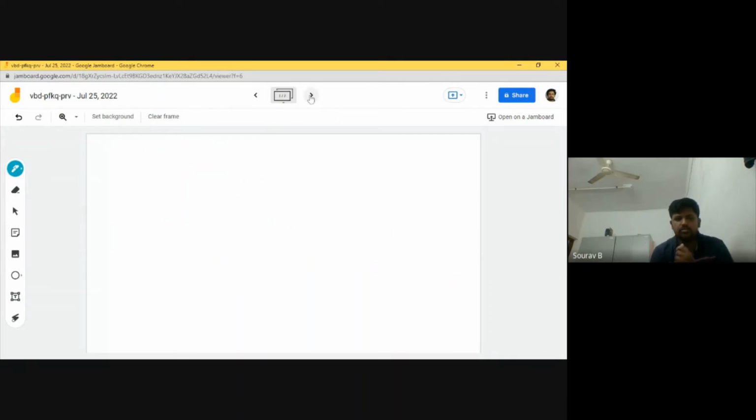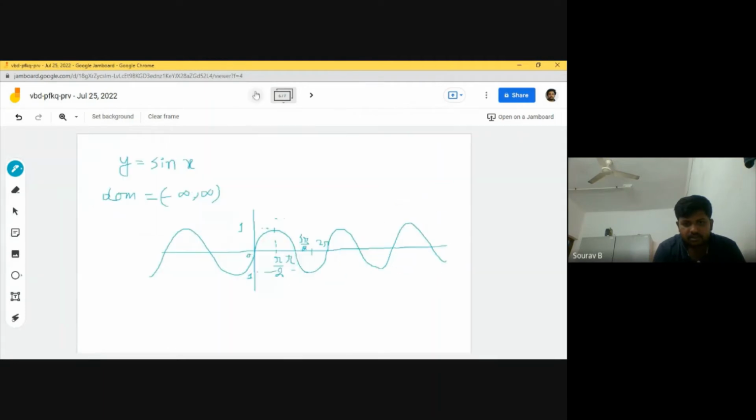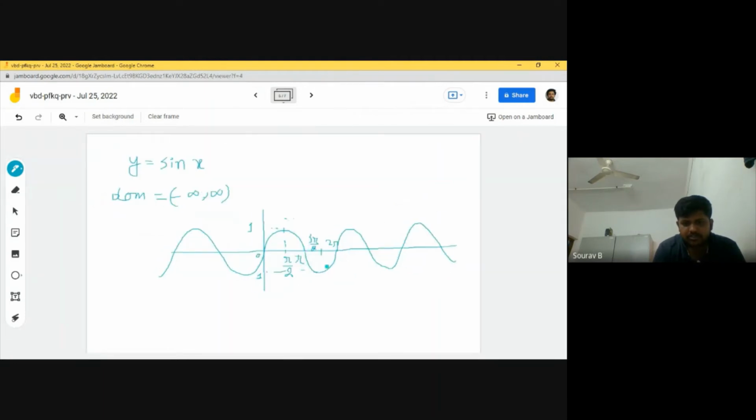Next we will go to y equal to tan x. So tan x is something different from sin x and cos x. Okay, so it shows different behavior. For cos x and sin x, you notice one thing: the graph does not break anywhere. So it's a continuous graph. For sin x also the graph is continuous.